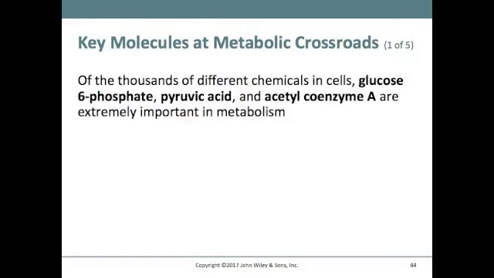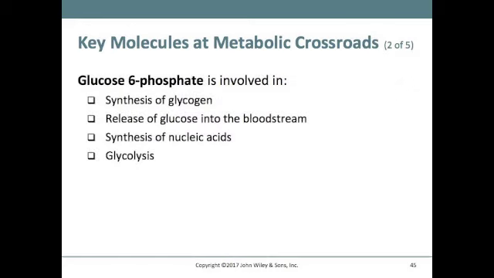Moving on to key molecules at metabolic crossroads, this is on page 1019. Of the thousands of different chemicals in cells, glucose 6-phosphate, pyruvic acid, and acetyl coenzyme A are extremely important in metabolism. Moving on to the next slide, glucose 6-phosphate is involved in the synthesis of glycogen, the release of glucose into the bloodstream, the synthesis of nucleic acid, and glycolysis. So what happens is, shortly after glucose enters a body cell, a kinase converts it to glucose 6-phosphate.